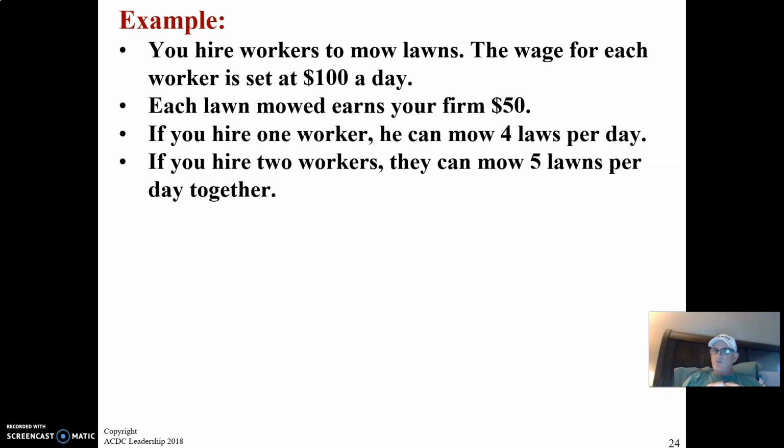Okay? If you hire 2 workers, they can now mow 5 lawns per day. Now notice that wasn't a big jump. There's some reasons that could be in this. There may be one mower, right? And so if there's only one mower and you hire another guy, you're not going to pick up a whole lot. The guy's going to take a couple breaks, and maybe you get one more lawn done per day. So let's do some math and figure that out. I got 2 workers. That's going to cost me $200. I'm only getting 1 more lawn, or $50 more. Should I hire that worker? No, that would not be a very good hire.